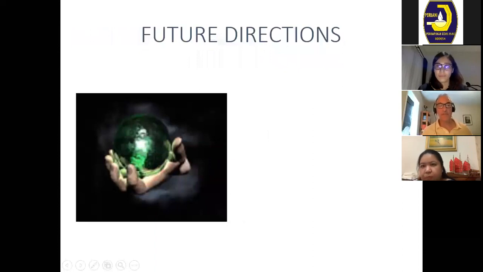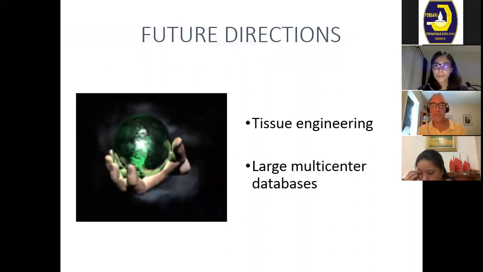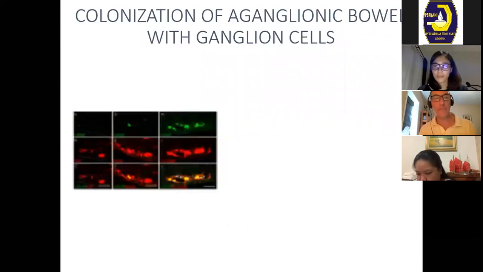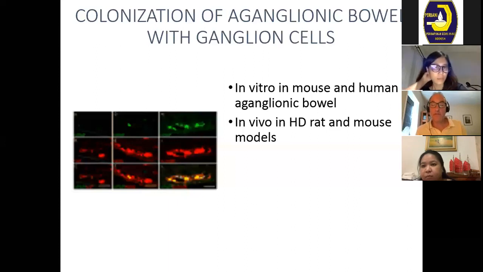Okay, and then just a couple of things about future directions. There's 2 things that I just wanted to mention. One is the idea of tissue engineering, and the other is the role of large multi-center databases. The concept of tissue engineering is to colonize the aganglionic bowel with ganglion cells after the child is born and has had a diagnosis of Hirschsprung's disease. There's a lot of research going on now in this, and it has been done in Petri dishes and test tubes. The aganglionic bowel has been colonized with nerve cells from both human and mouse. In vivo, in the rat and mouse models, people have successfully taken enteric cells, nerve cells, and colonized the bowel in the actual animals.